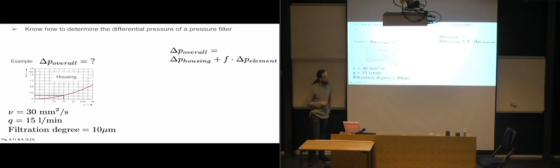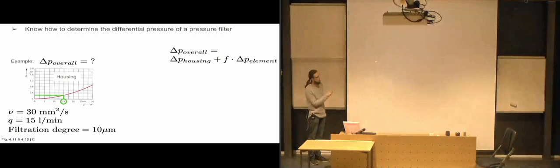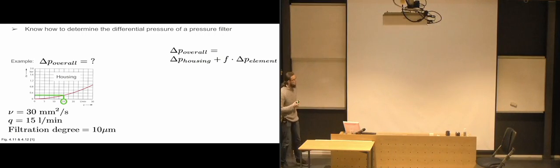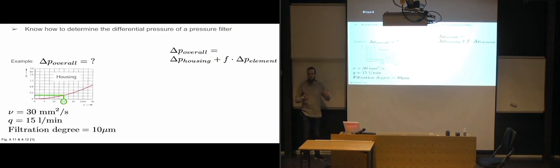So for the housing, we'll look at that one first. We had a flow rate of 15 liters per minute. We go up to the characteristic curve for this particular filter housing. So this means that if we're going to do a calculation like this, we have to have the catalog from the supplier of the filter. We need to know exactly what filter it is so that we can get these charts from them. And as we can see here, we're at 0.25, so we put 0.25 in here.